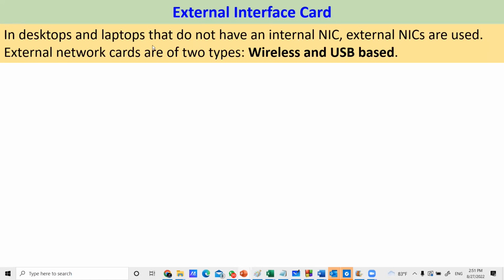In desktop and laptop that do not have an internal NIC, if you have no internal network card, then the suitable thing is to get an external network card. By fixing an external network card, again you can connect your computer to other networks. External network cards are also available as wireless and also USB based.